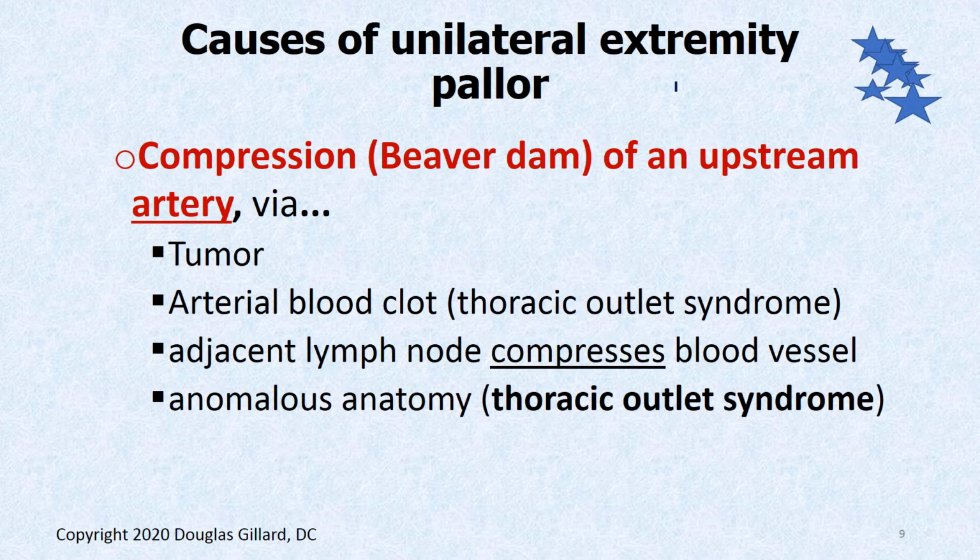Causes of unilateral extremity pallor. That is compression of an artery, a unilateral artery. So what can compress an artery? Well, all sorts of things can compress an artery. A tumor growing adjacent to the blood vessels, an arterial blood clot, let's say, in someone with thoracic outlet syndrome, that can happen. And a lymph node that is swollen up and compresses the artery. We're going to actually talk about lymph nodes and GU in a little bit. Anomalous thoracic outlet syndrome. Again, we kind of said that one already.